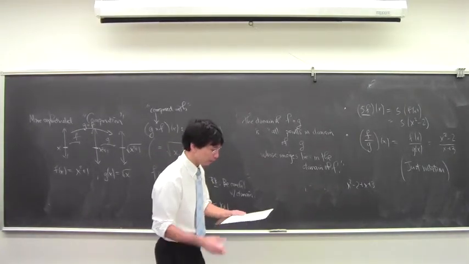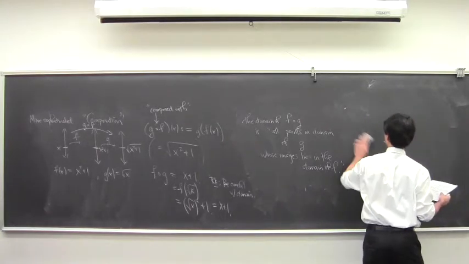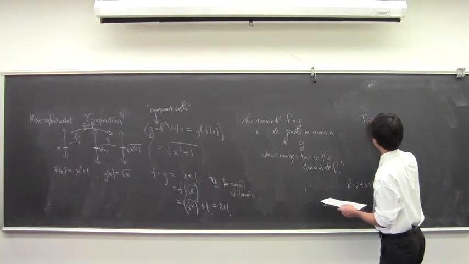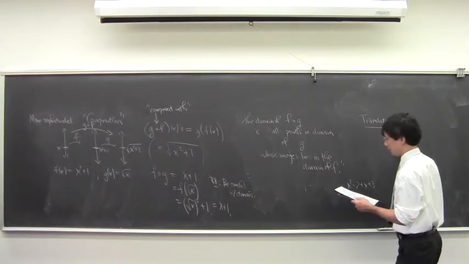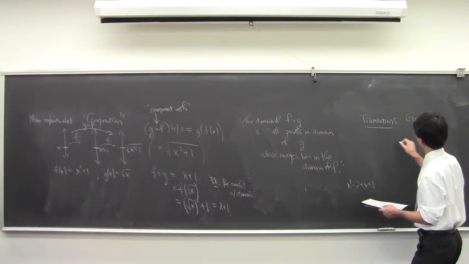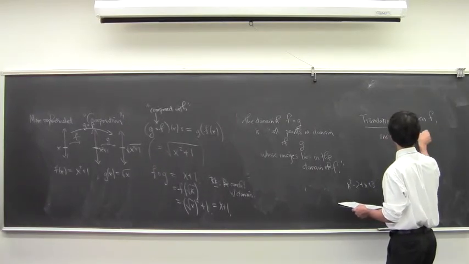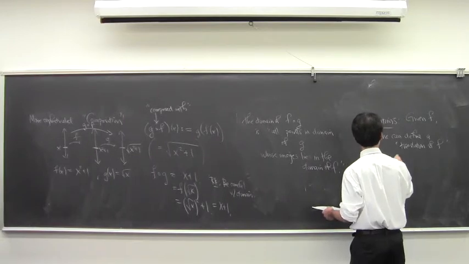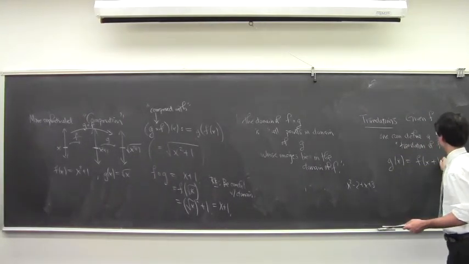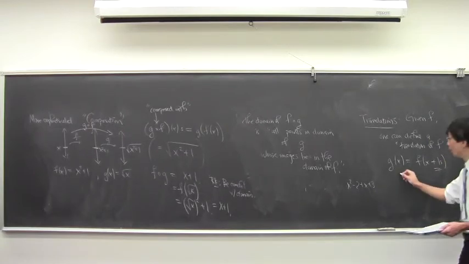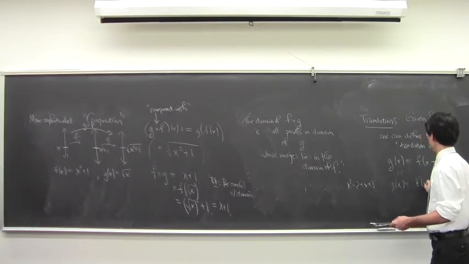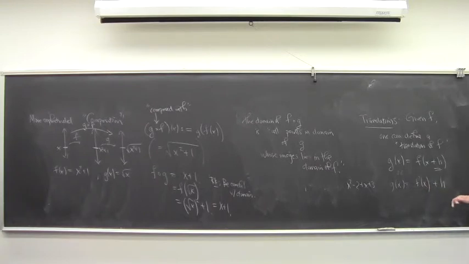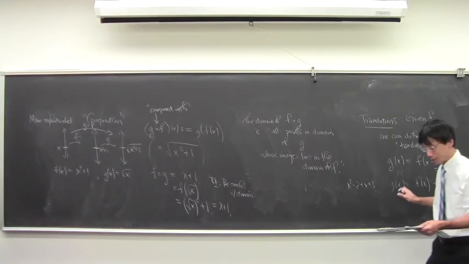Let me say one small thing, which I'm pretty sure you've seen before. You have these things called translations. Given a function f, one can define a translation of f, where you take g of x to be f of x plus some number, or for example f of x plus some number inside the argument. This amounts to sliding the graph either horizontally or vertically. I don't want to talk too much about it. It's not that important here, but I just want to mention it.